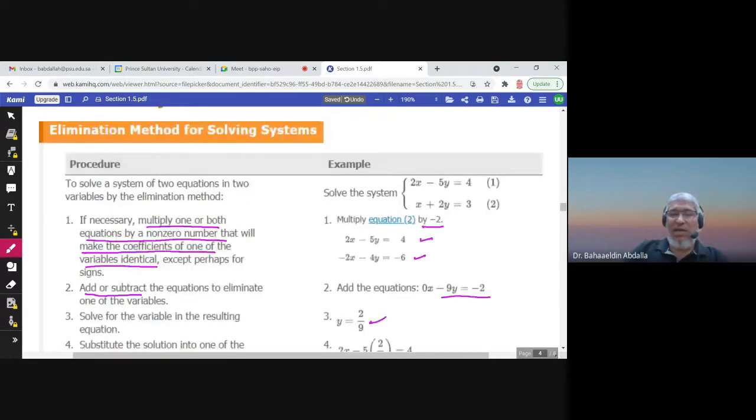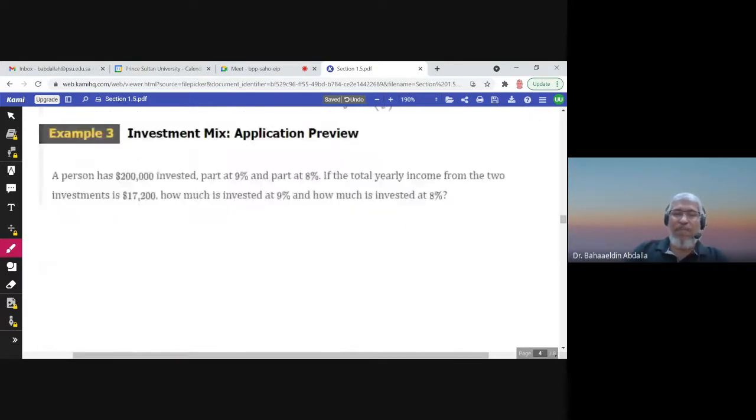So this is the idea of the elimination method. Let us solve this application. A person has $200,000 invested, part at 9% and part at 8%. If the total yearly income from the two investments is $17,200, the question is: how much is invested at 9% and how much is invested at 8%?